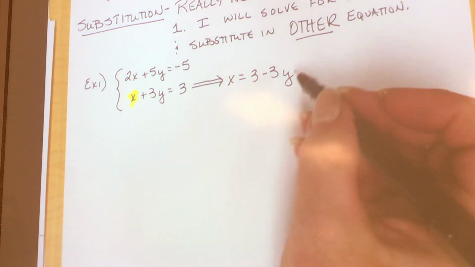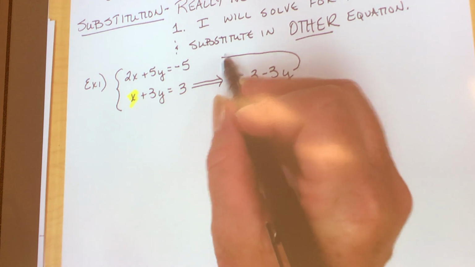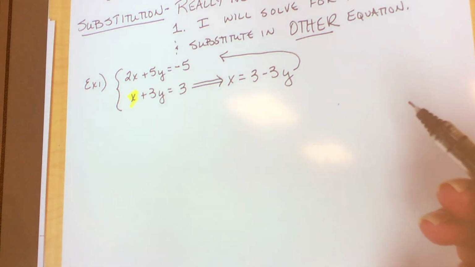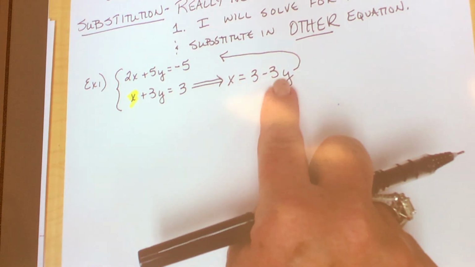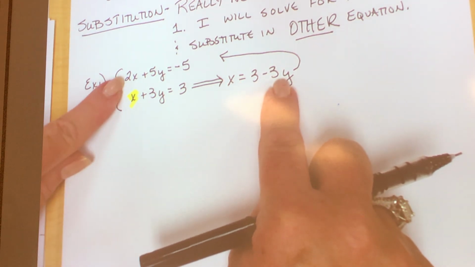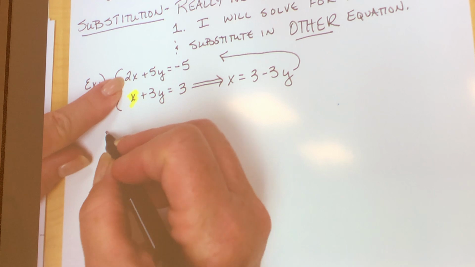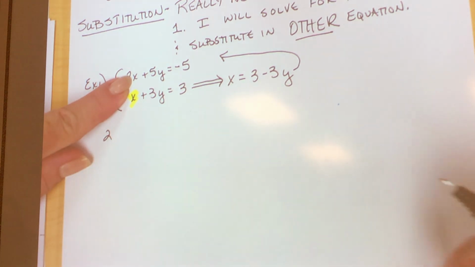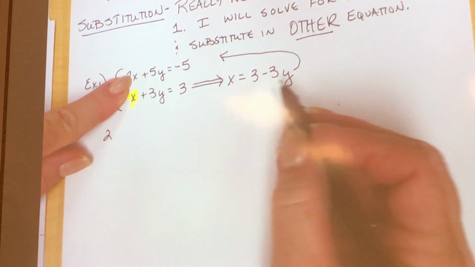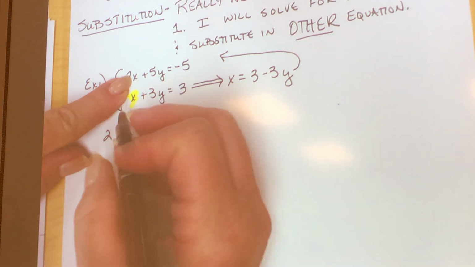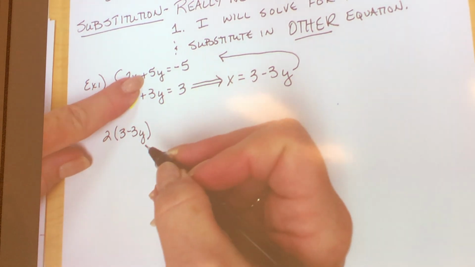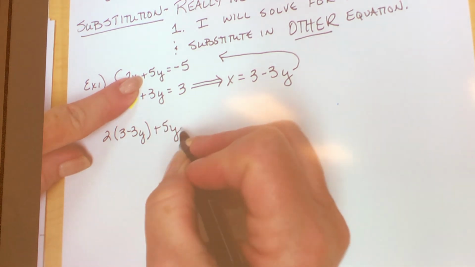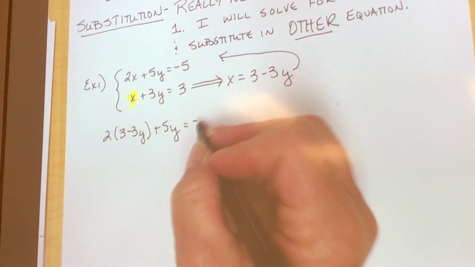And then what am I going to do with that? I'm going to substitute it in this equation right here. Everywhere there's an x, I'm going to substitute that in. So here we go. 2, uh-oh, there's an x. What am I supposed to put? 3 minus 3y. And then plus 5y equals negative 5.